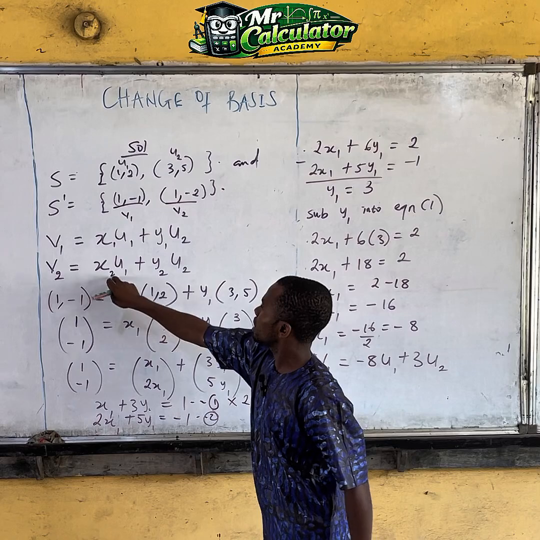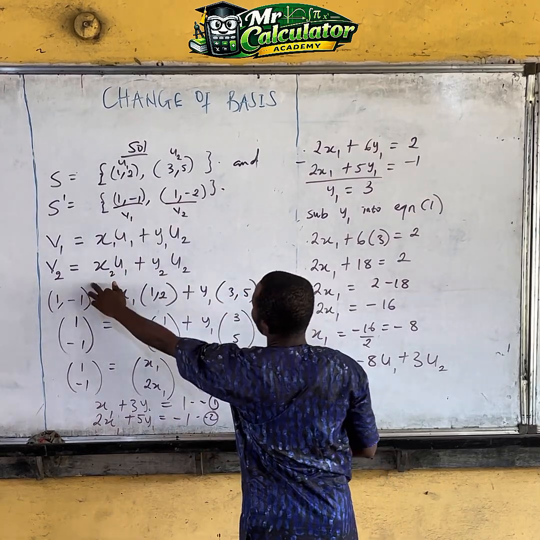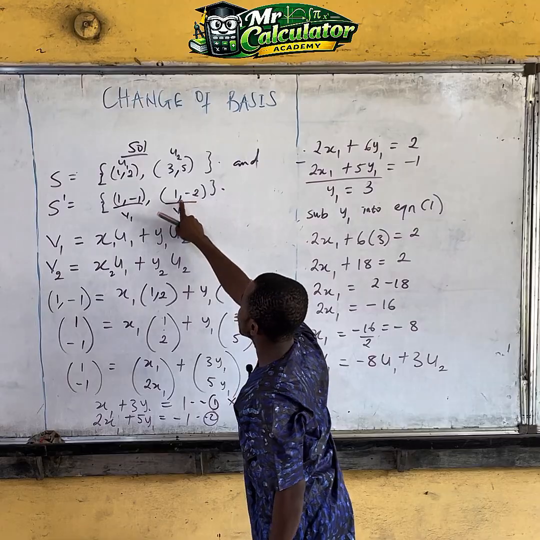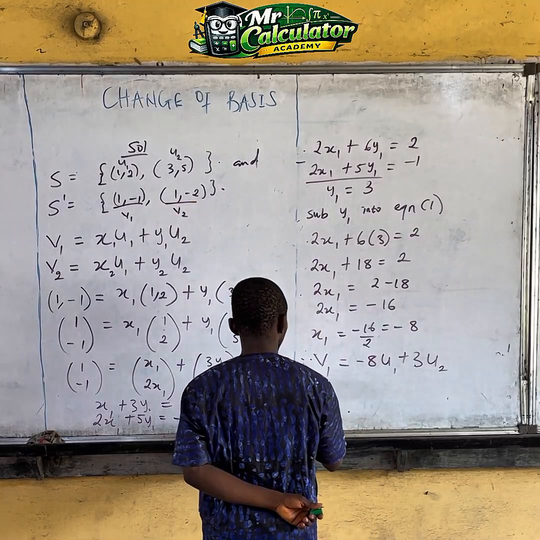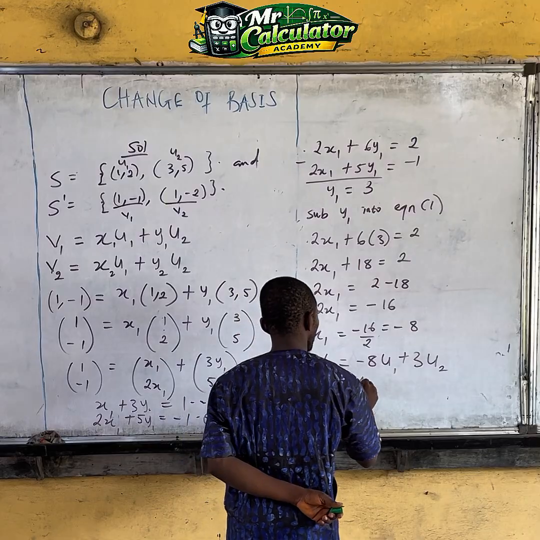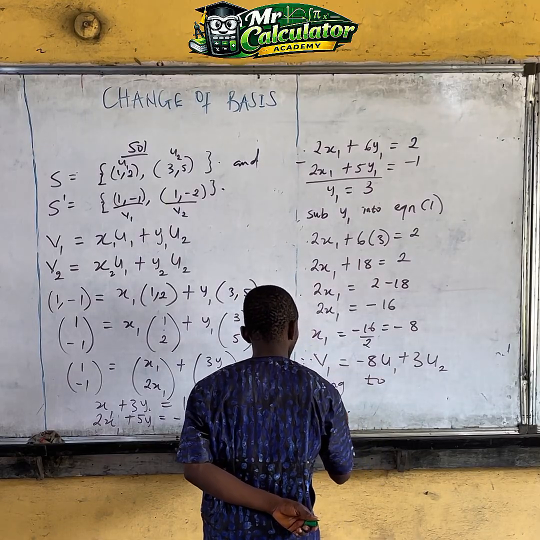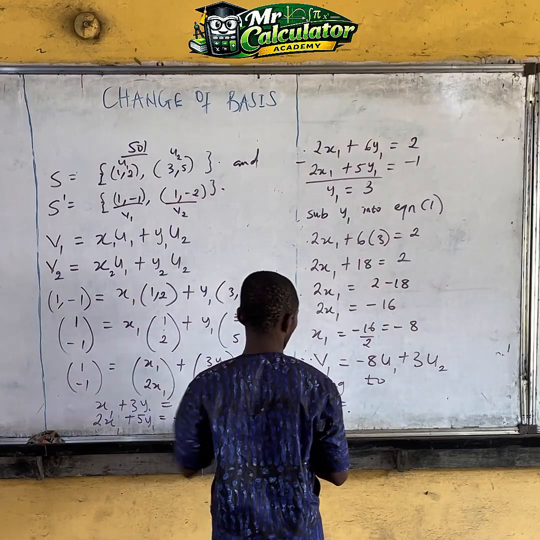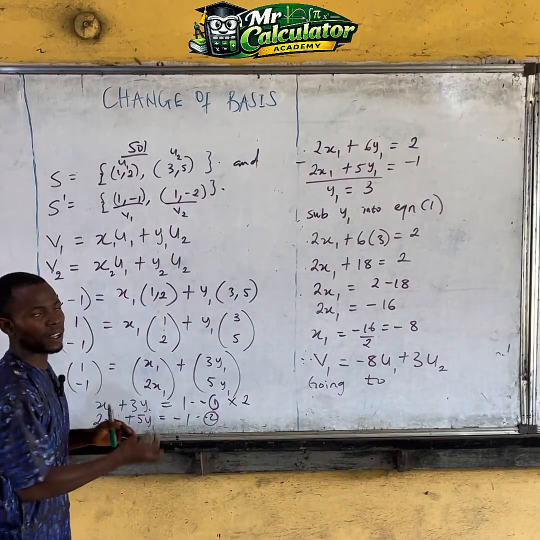Now for the second one, I'm through with this, remaining V2. For V2, I'm using this, that is (1, -2). Going to the next part, V2 is equal to, okay, let me continue my solving here.